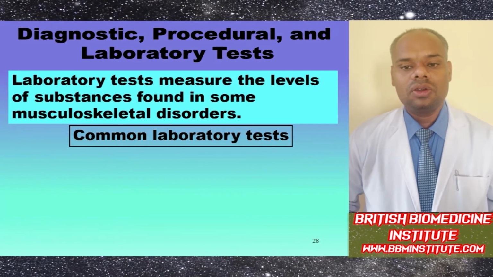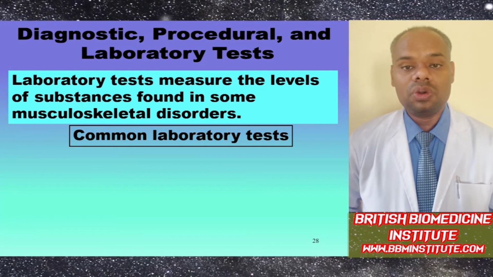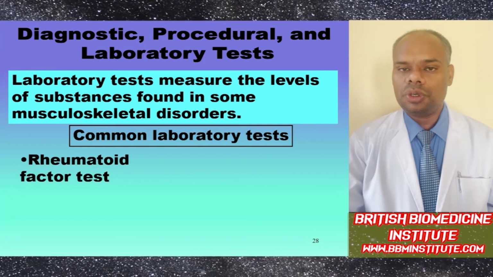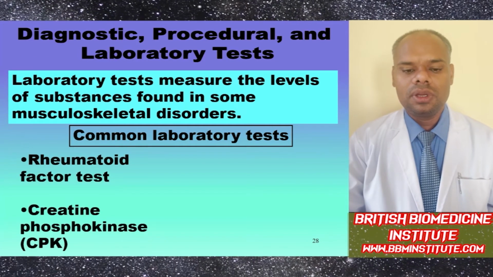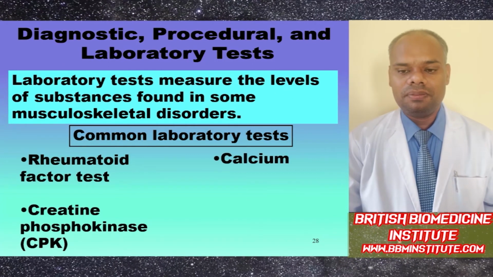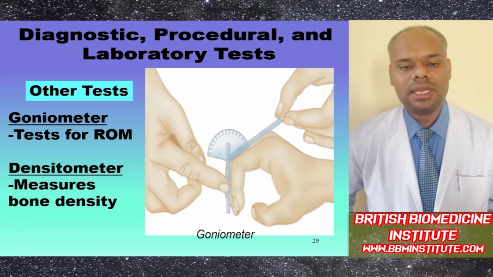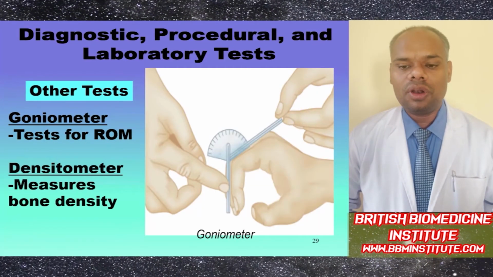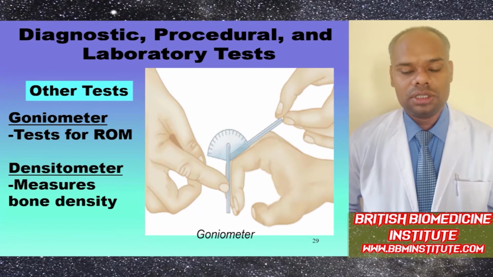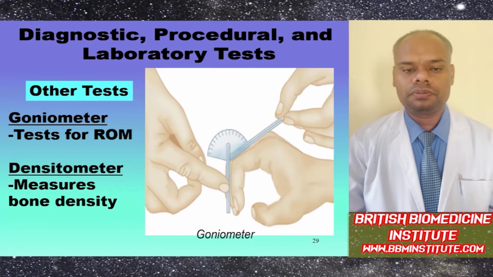The laboratory tests measure the level of substances found in some of the musculoskeletal disorders. The common laboratory tests are the rheumatoid factor test, CPK, creatine phosphokinase, calcium, phosphorus, and uric acid. So if there is a disturbance or low level of calcium, phosphorus, uric acid, rheumatoid factor or CPK, then it can affect your bones and joints.